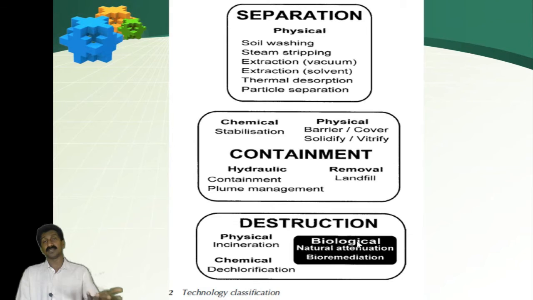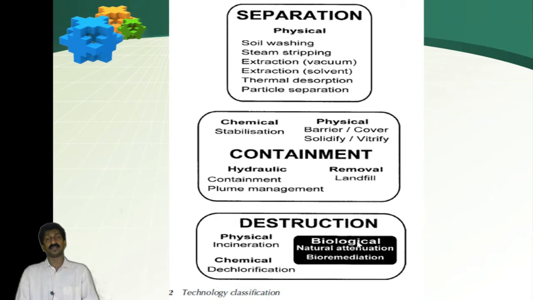Then removal methods based on landfill creation are there. So you can collect all the hazardous materials and fill it in a landfill and contain it in that area. That type of measures are available for handling the waste materials. Then there are destruction-based methods, which may include physical and chemical destruction. Incineration is an example of physical destruction. Then chemical destruction is based on dechlorination, glorification.